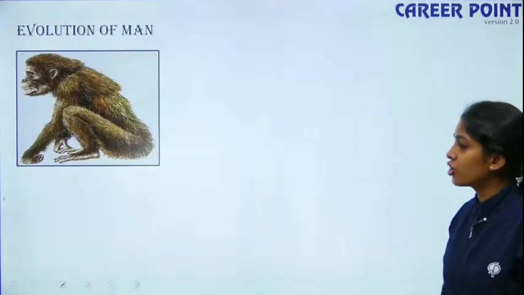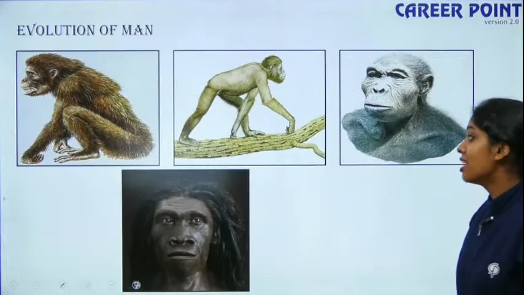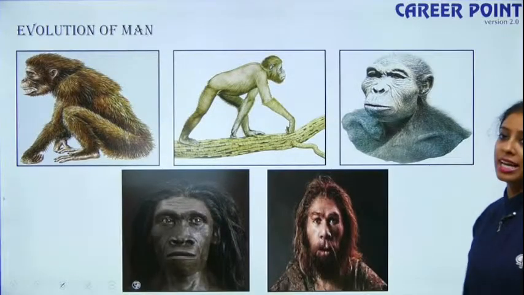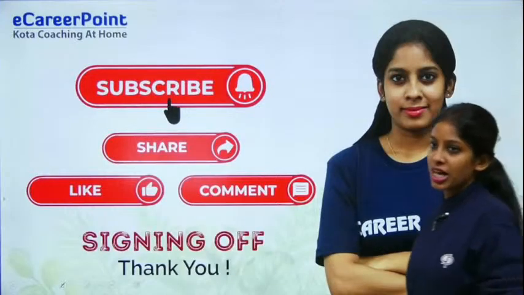Okay, fine. So with this, we come to the end of evolution. So this is your Dryopithecus, Ramapithecus, Hominoid, Homo erectus, Neanderthal man, and finally your Homo sapiens, right? Okay, so in the next lecture, I will discuss questions.